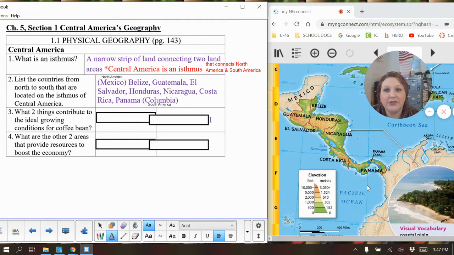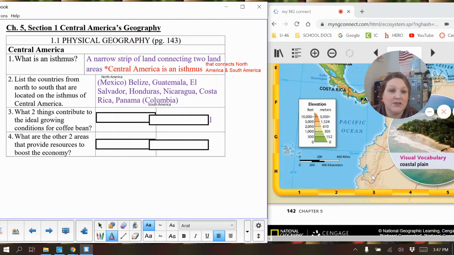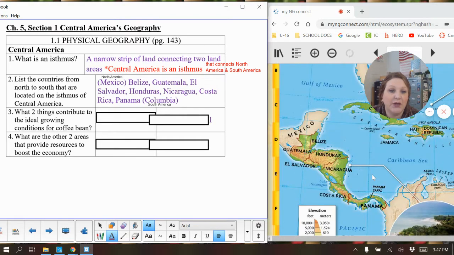We're also going to be doing some map work coming up, and we're going to be labeling and locating all of the countries of Central America and South America. And we're also going to include Mexico in that. And then we're also going to be learning some of the bodies of water that are in this map here that I just showed you a moment ago.